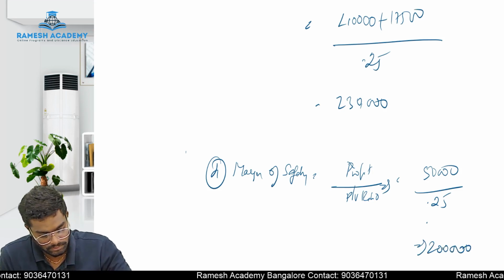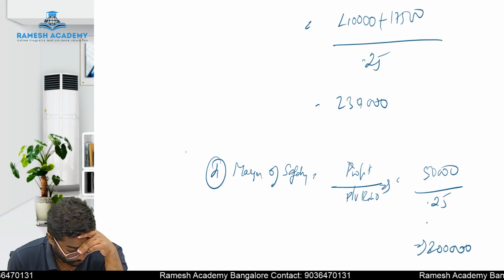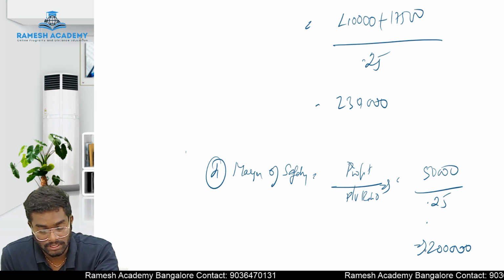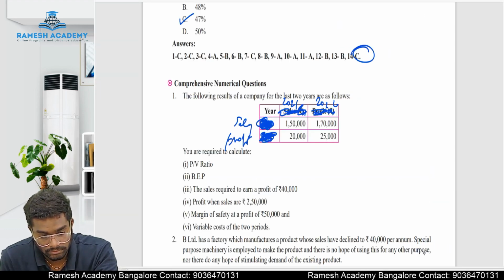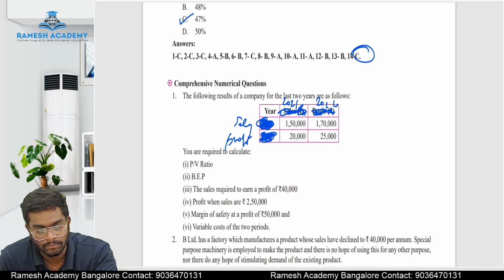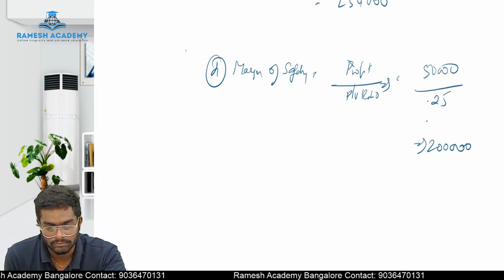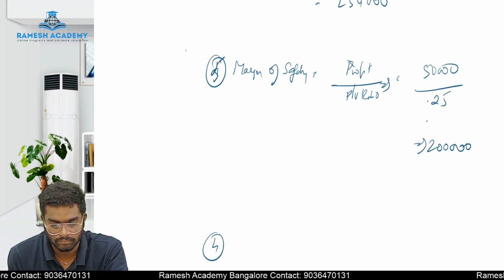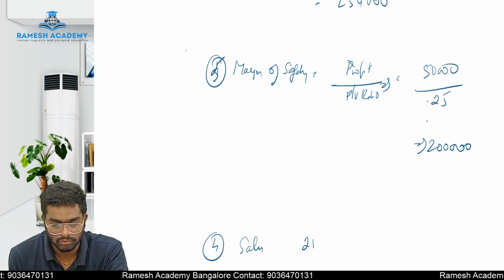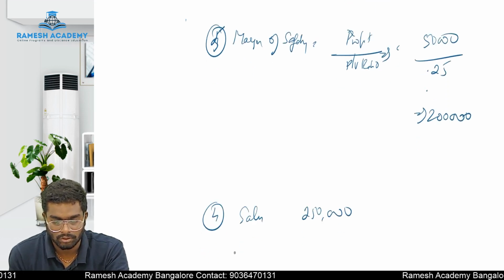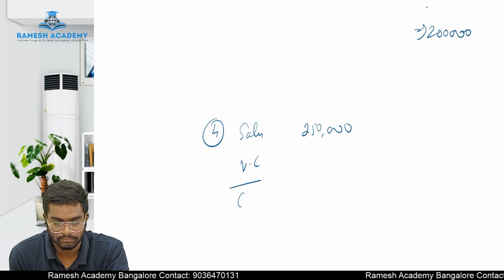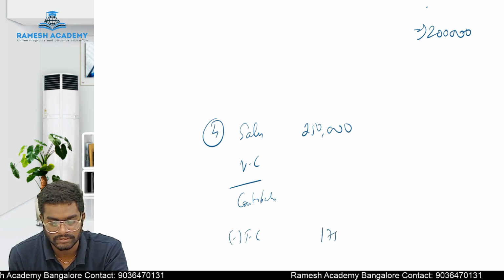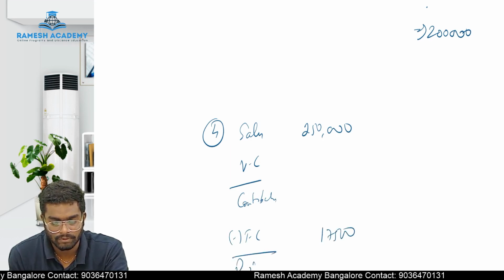Please copy down. And the last one, sorry, the fourth one, oh, we missed it. Profit when sales are 2 lakh 50. Okay, I'm sorry. So this is the fifth one, I guess. Then this is the fourth one. Profit when sales are 2 lakh 50. So 2 lakh 50 is my sales, they are telling. Obviously variable cost and contribution, and my fixed cost. Fixed cost we know that is 17,500, and my profit.